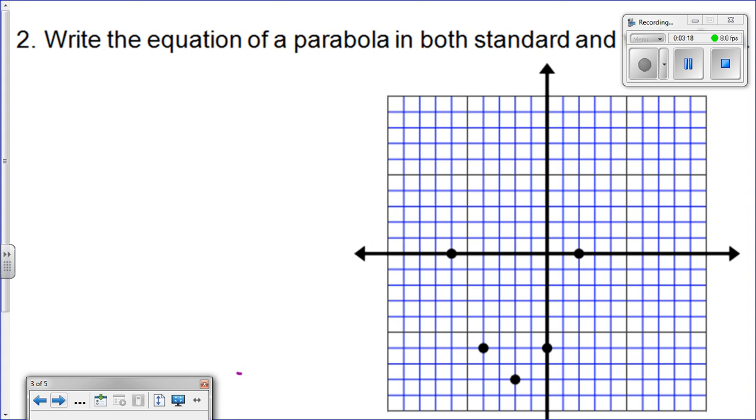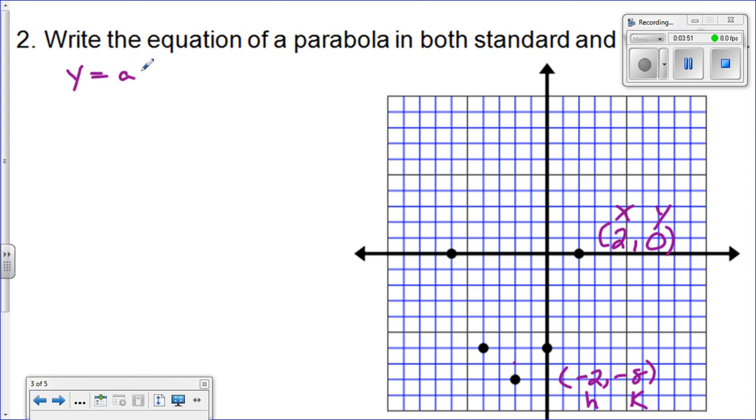So let's try it again. Let's take a look at this one. I have a vertex here. My vertex is -2, let's see, 1, 2, 3, 4, 5, 6, 7, 8, -8. So that means -2 is my h value, -8 is my k value, and I need any other point that's on here, any other point. So you can pick anything you want. I think I'll probably pick this one. This is (2, 0), which means my x value is 2, my y value is 0.